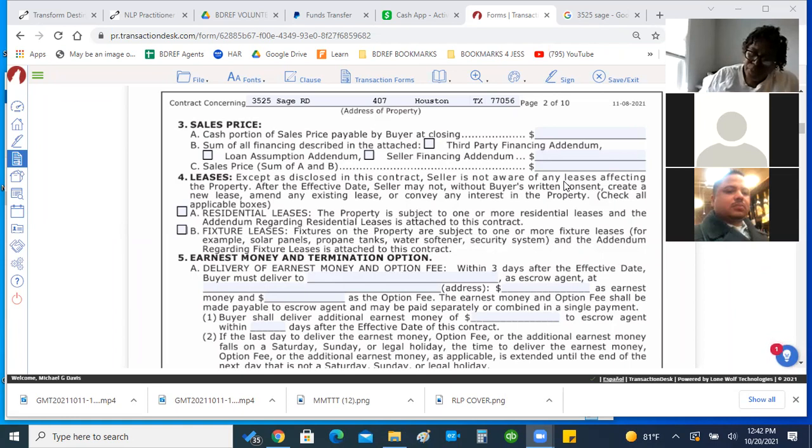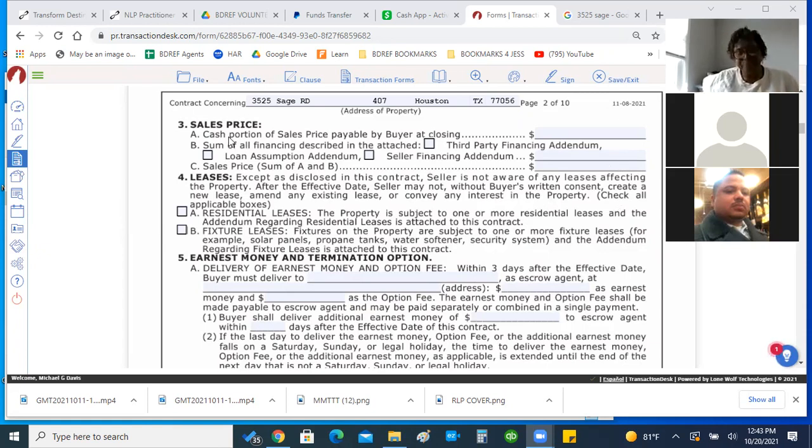So the first is the cash portion. That's the down payment, $40,000. The second line would be the amount of the loan. So if you take 200,000 minus 40,000, it gives you 160,000. So the amount of financing is 160,000, and the total amount goes on that bottom line, 200,000.